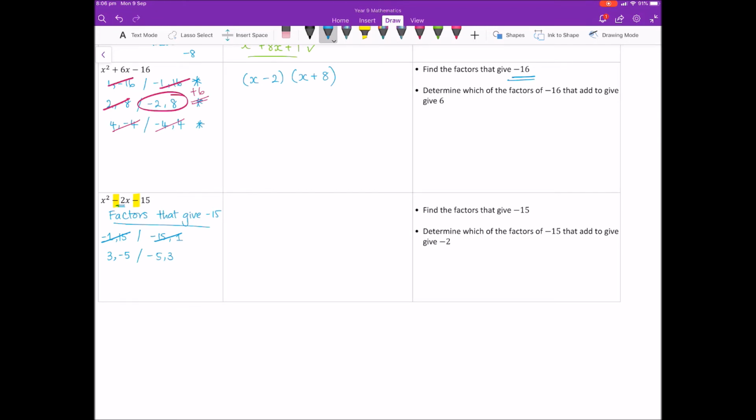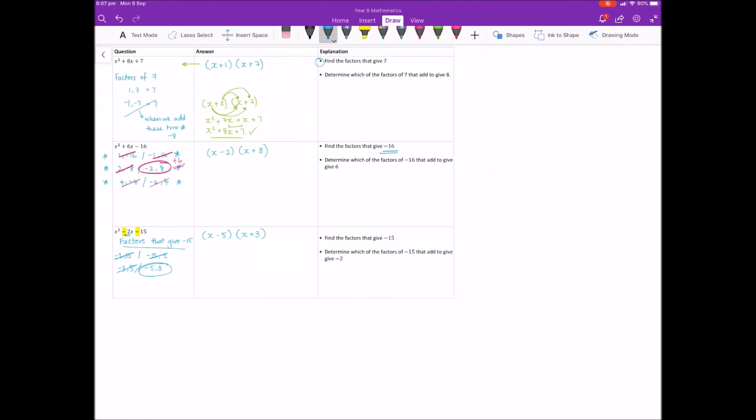I've written the wrong combination down, so that should be negative 3 and 5. So negative 3 plus 5 will give us positive 2. Again, that's not what we want. But it looks like negative 5 plus 3 will give us negative 2. So this is our combination that's going in our brackets. So we write x minus 5 times x plus 3. And that's how we go on to factorize monic quadratics.